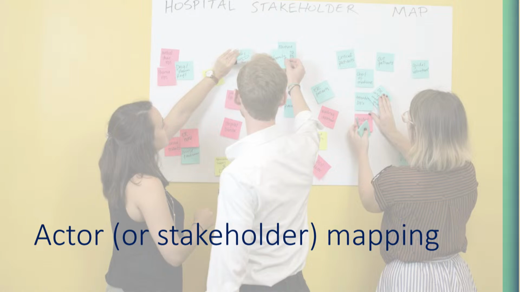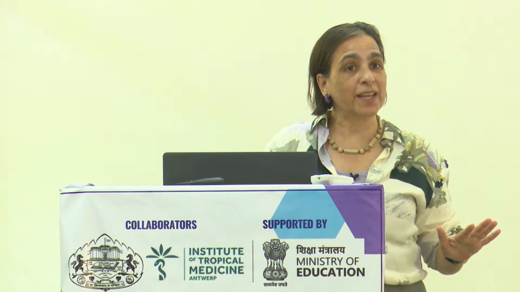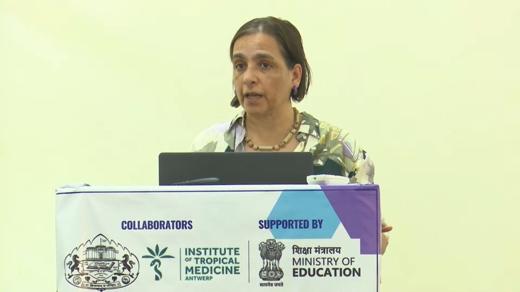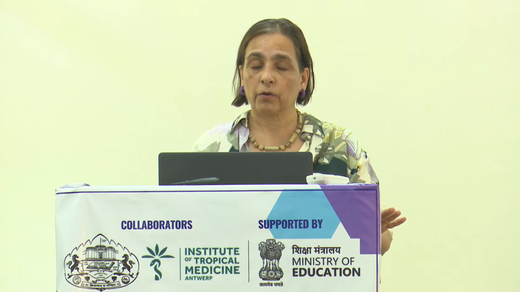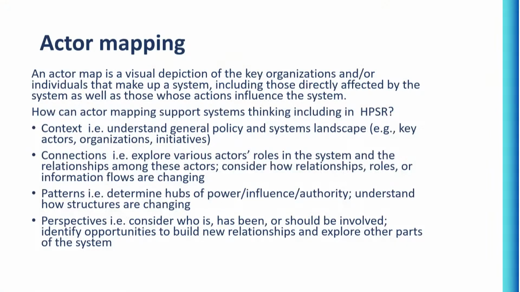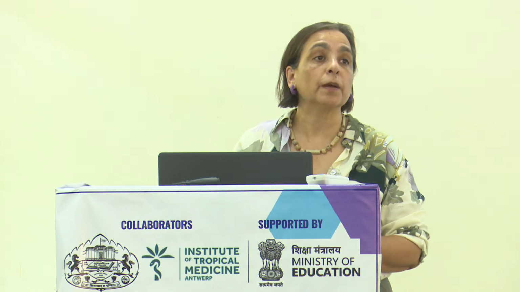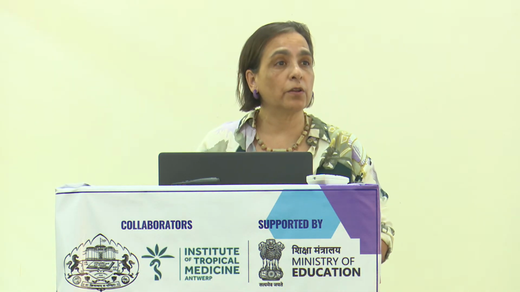So now we're moving away from documents, but actually the documents have already given us some clue about the relevant actors, because they're authors of the documents, or because they're mentioned, or you have some sort of organogram, or whatever it is, yeah? So actor mapping is simply a visual depiction of key organizations or individuals that make up a system, including those who are directly affected by it, as well as those whose actions influence the system. So in some ways, your conceptual framework is also going to help you with that. Because you're going to look at it and you're going to say, okay, who's the actor behind this? Have I only got ASHAs, or are there other things that are important?